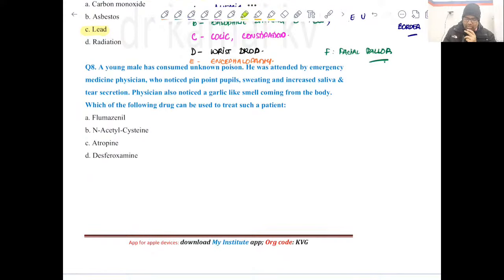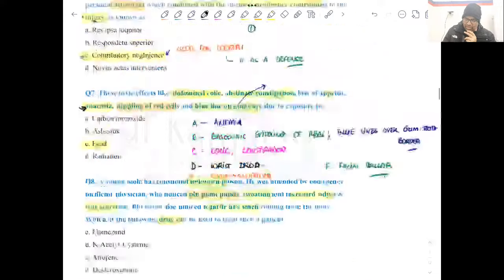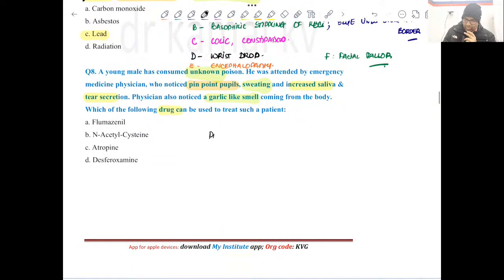Then moving forward, a young male has taken unknown poison. He was attended and it was noticed that there are pinpoint pupils, there is sweating, there is increased saliva and tear secretion, and there is a garlic-like smell coming from the body. Which drug should be used to treat such a patient? Now, if you look properly here, see the effects. Pinpoint pupil. Now, what does this mean? Pinpoint pupil means the pupil is very small. So it is miosis, or constricted.